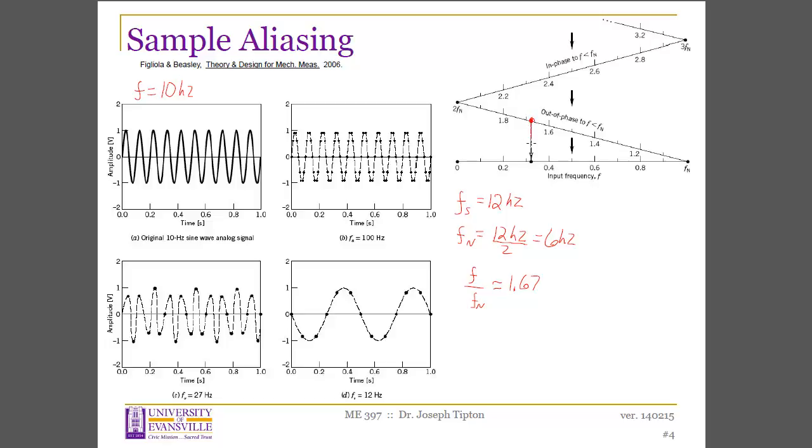And I can just fold that down to the base axis. And I see that my alias frequency is a little bit above 0.3. We'll say my alias frequency in this case is about 0.3 times my Nyquist frequency. Well, since my Nyquist frequency was 6 Hertz, 0.3 of that is going to give me a 2 Hertz alias signal. And that is this case here.